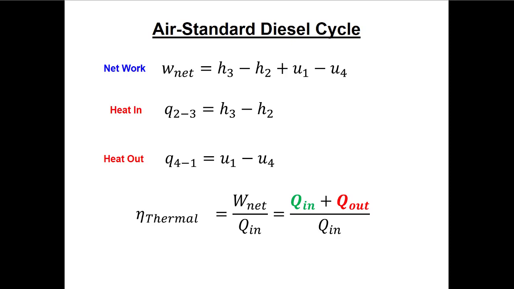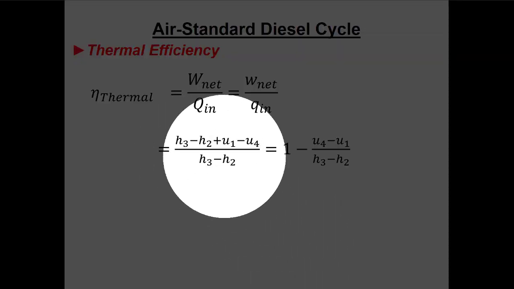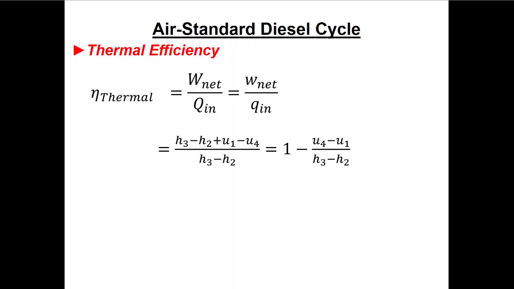If we want the thermal efficiency, we can find the net work per cycle and divide it by the heat in per cycle, which is the same as the heat in plus the heat out divided by the heat in for one cycle. If we work that out here, our net work is H3 minus H2 plus U1 minus U4, and our heat in is H3 minus H2. We can notice that H3 minus H2 shows up in the numerator and the denominator, so this becomes 1 minus U4 minus U1 divided by H3 minus H2.